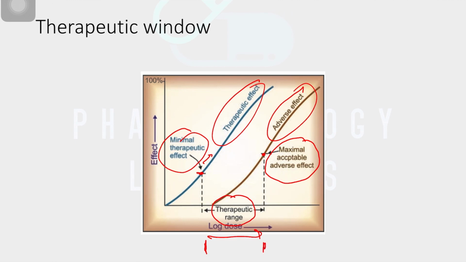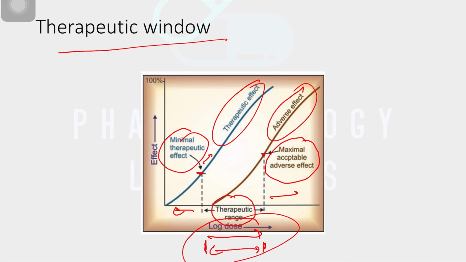So it's a dose range basically. It's a dose range between the two points, minimum therapeutic effects and maximal acceptable adverse drug reactions. After this, if we still increase the dose, there are tremendous side effects which are not acceptable, which are dangerous. And below this point, there are no therapeutic effects. So this window is called the therapeutic range. This is also called the therapeutic window or therapeutic range.